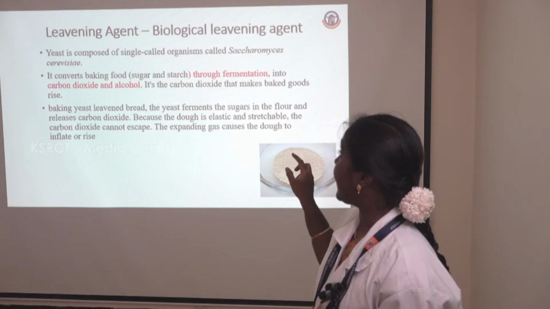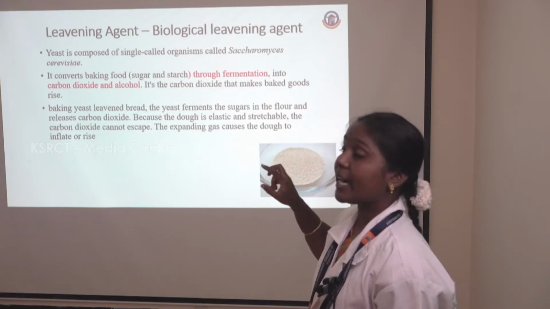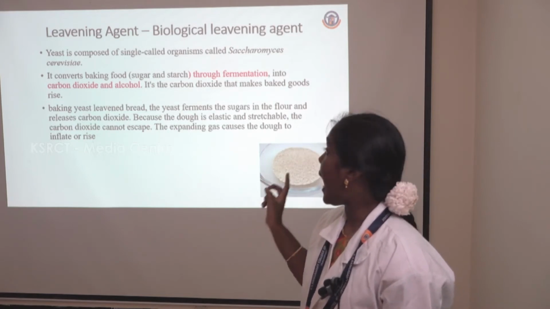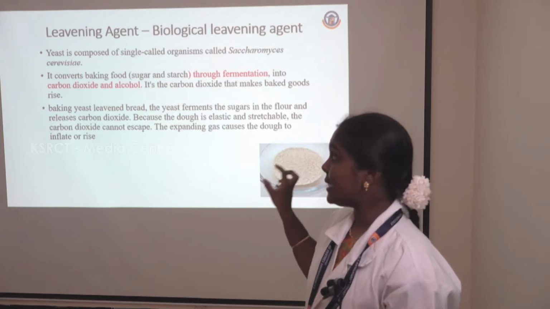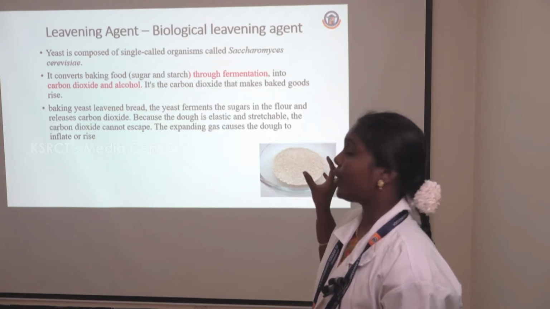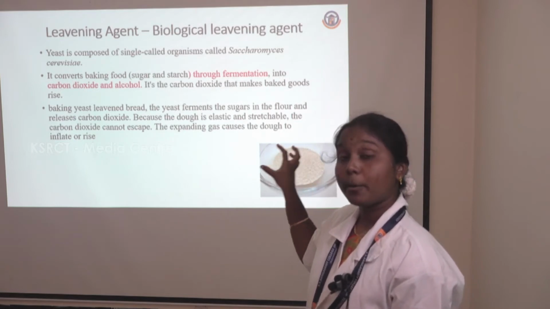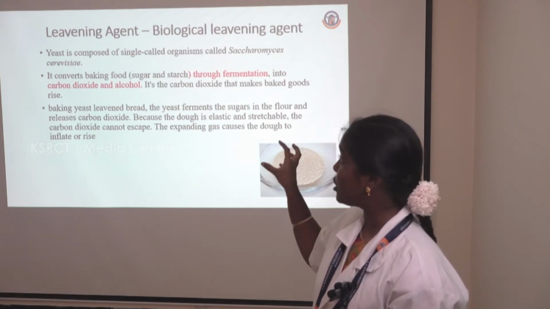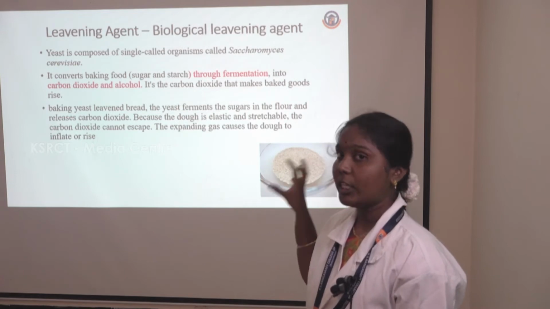So the sugar component is converted into carbon dioxide and another product, alcohol. This carbon dioxide is used for the rising purpose. Now all of you know the purpose of CO2 production by using the leavening agent, that means the biological leavening agent.